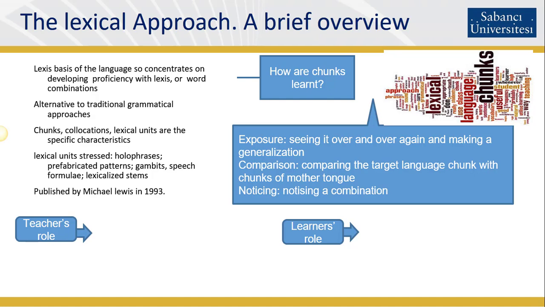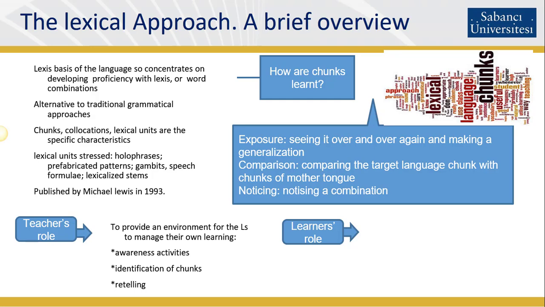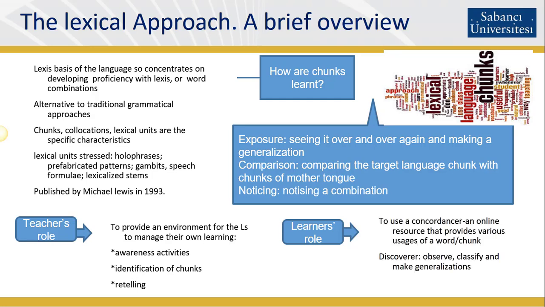For him, learners need to master the collocational range and restrictions of a word or phrase to be able to use it fluently. How can this be done, and what are the roles of teachers and learners? The teachers can provide an environment for the learners to manage their own learning through awareness-raising activities, identification of chunks, and retelling, starting from lower levels onwards. And what are the learners' roles? To use a concordancer, an online resource that provides various usages of a word or a chunk. They are also discoverers, observing, classifying, and making generalizations.